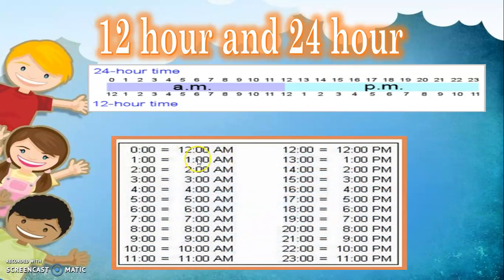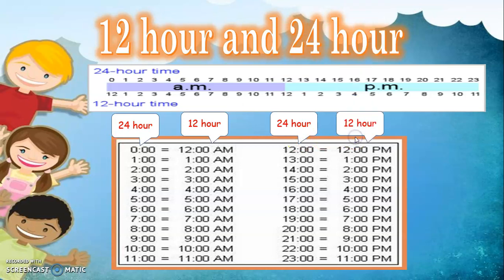Again, this table of 12-hour and 24-hour time will help you more also. This part is showing the 24-hour and this part is 12-hour. Again, this is 24-hour and this is 12-hour. As you see, this is the column of AM. So it's almost the same when we want to change it to 24-hour.